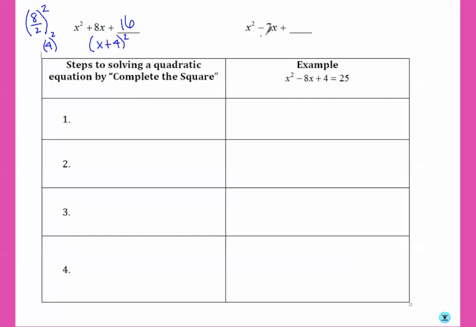For this example, our b value is negative 7. So we'd have negative 7 over 2 squared. Negative 7 divided by 2 doesn't simplify, so we just square each number, which will give us 49 over 4. And we're always going to use fractions, never decimals. Then we'll have x, and then the number inside our parentheses is b divided by 2. So negative 7 divided by 2 would be x minus 7 halves squared.